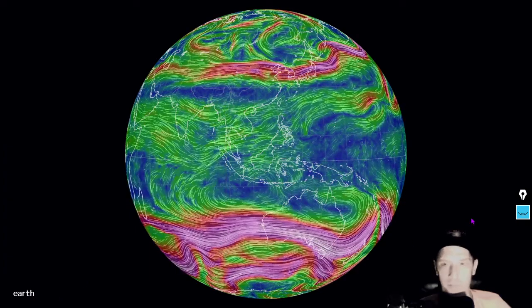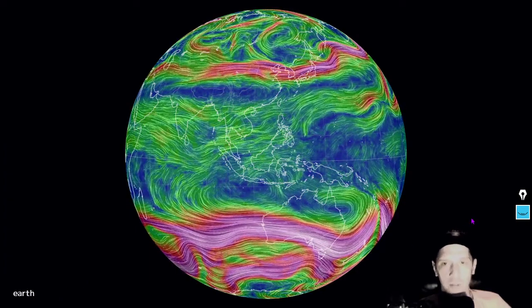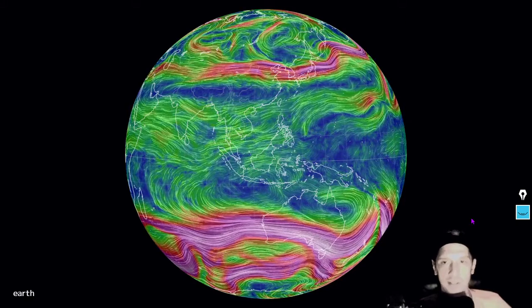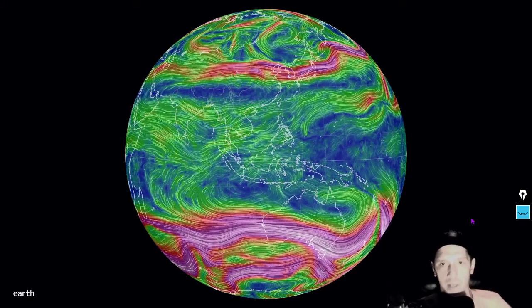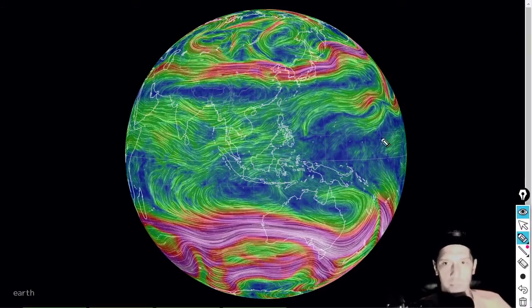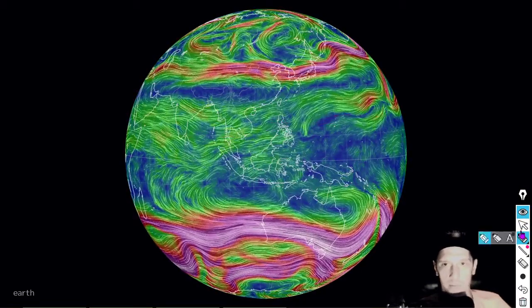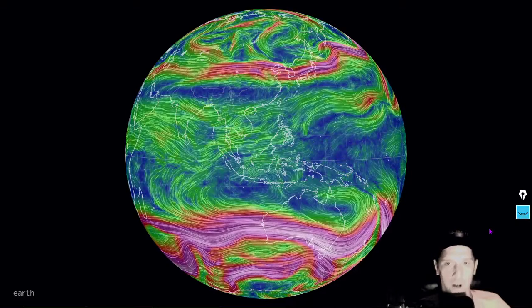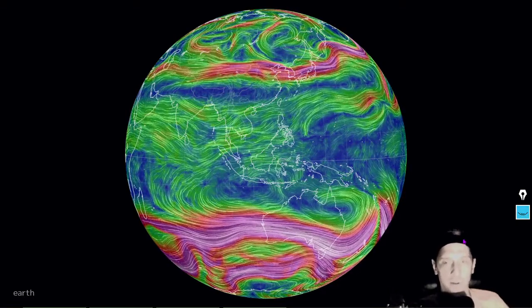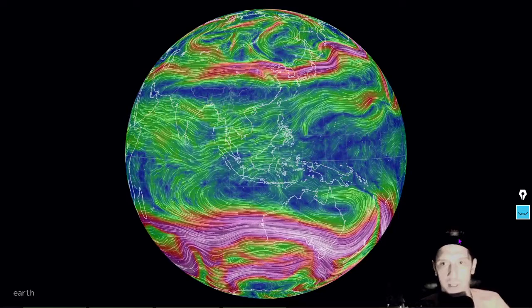Here are the 250 hectopascal winds of the east side of the planet. And you can see the jet stream once again blowing backwards over the western Pacific and northern Indian Oceans. Not all that strong, but you can see the backward flow there in the 250 hectopascal winds.